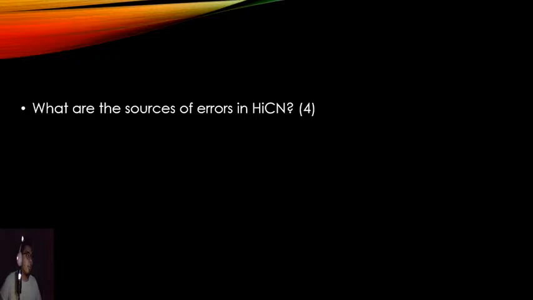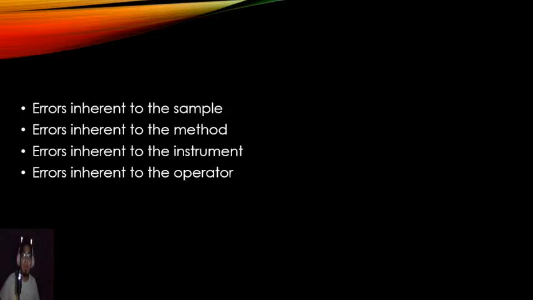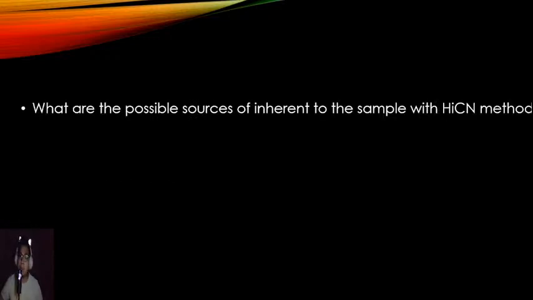Now, what are the sources of errors in the HICN method? There are actually a lot of sources. I enumerated 4 based on what is written in the books: errors inherent to the sample, errors inherent to the method, errors inherent to the instrument, and errors inherent to the operator. What are the possible sources of error inherent to the sample? Hemoconcentration, turbidity of the plasma, lipemia, and icterus, right?